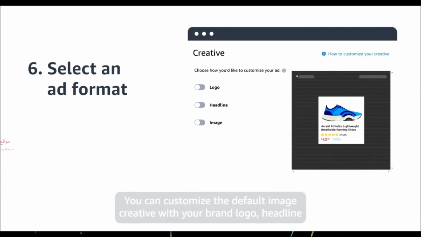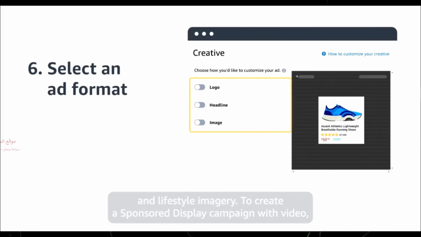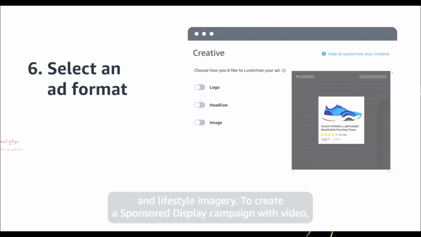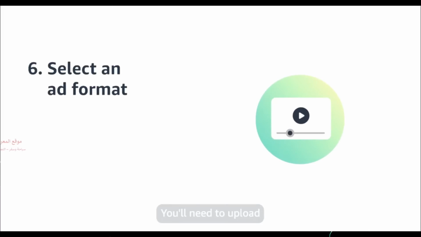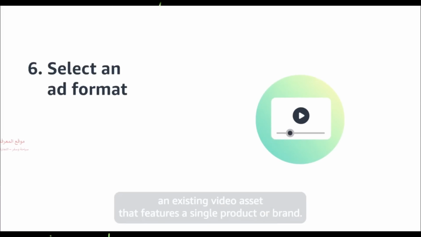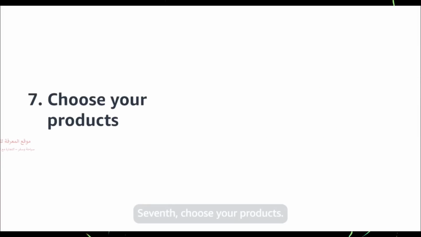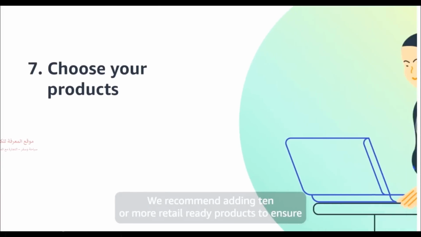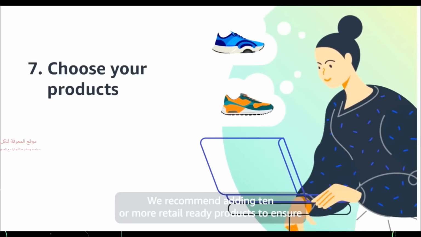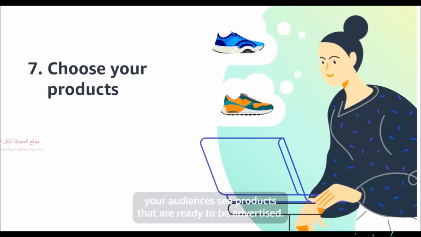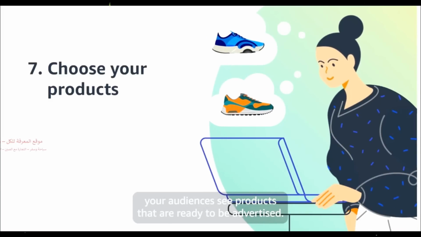You can customize the default image creative with your brand logo, headline, and lifestyle imagery. To create a sponsored display campaign with video, you'll need to upload an existing video asset that features a single product or brand. Seventh, choose your products. We recommend adding 10 or more retail-ready products to ensure your audiences see products that are ready to be advertised.